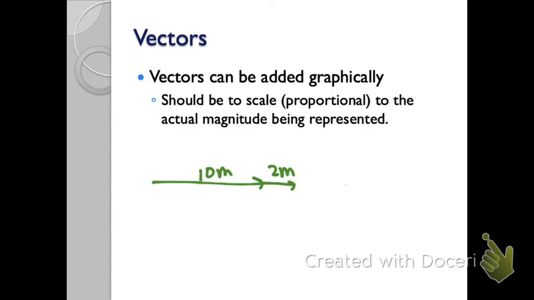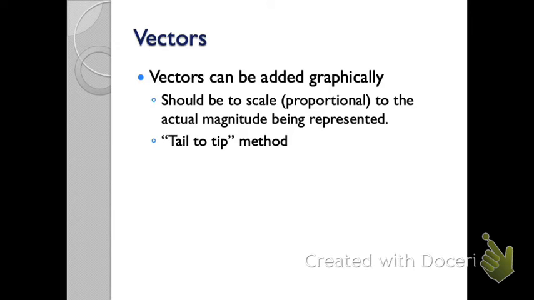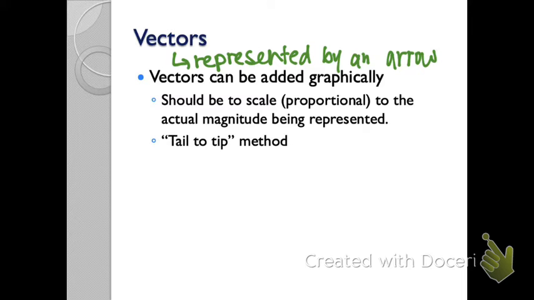Okay, we draw all vectors with what's called the tail to tip method. Tail to tip method. So when we look at drawing our vectors, first and foremost, we draw them with an arrow. Okay, we represent them with an arrow. And I think that was on one of our last slides, but I want to write it again. Represented by an arrow. Okay, so when we draw vectors, we draw them with an arrow, and we add them using what's called the tail to tip method. So I want to just kind of demonstrate what that means.